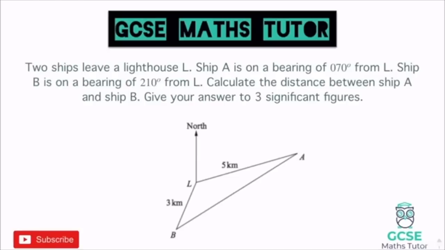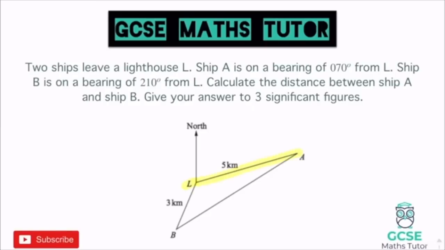So it says 2 ships leave a lighthouse L, and that lighthouse obviously shown to us on the diagram just here, we've got L. Then it says ship A is on a bearing of 70 degrees from L. Okay, so ship A has obviously gone in this direction over here. There we go, and we've got that 5 kilometre distance there.